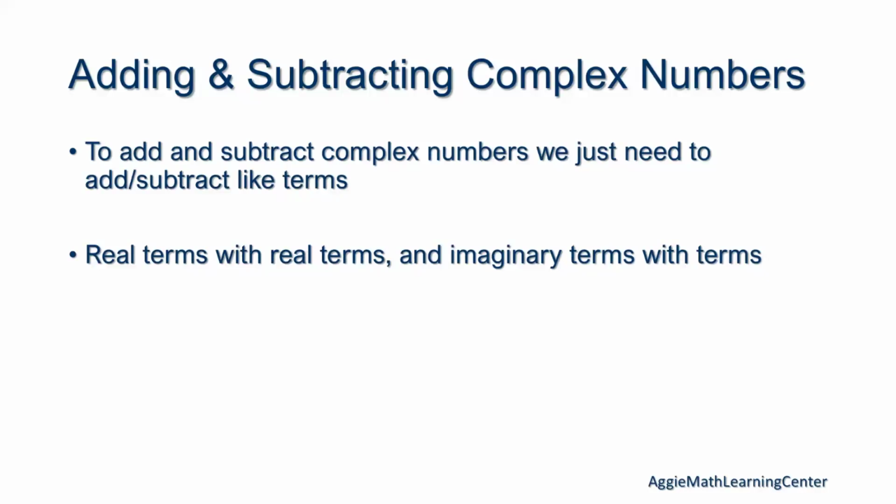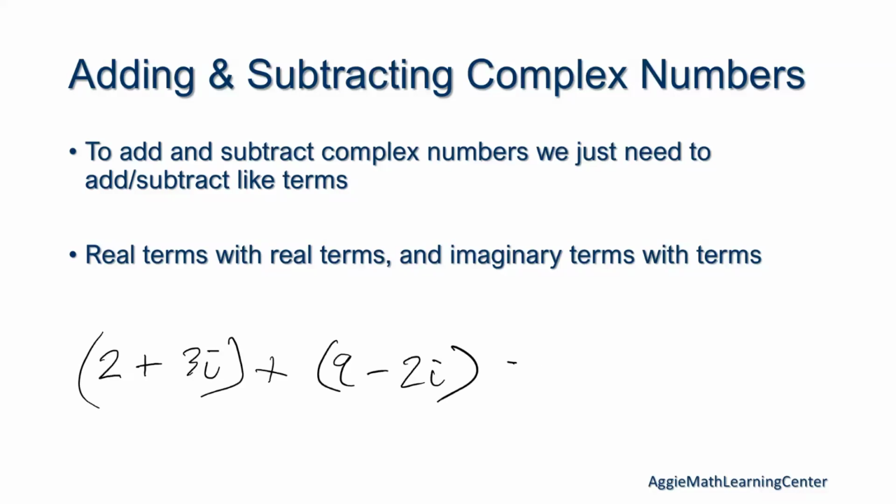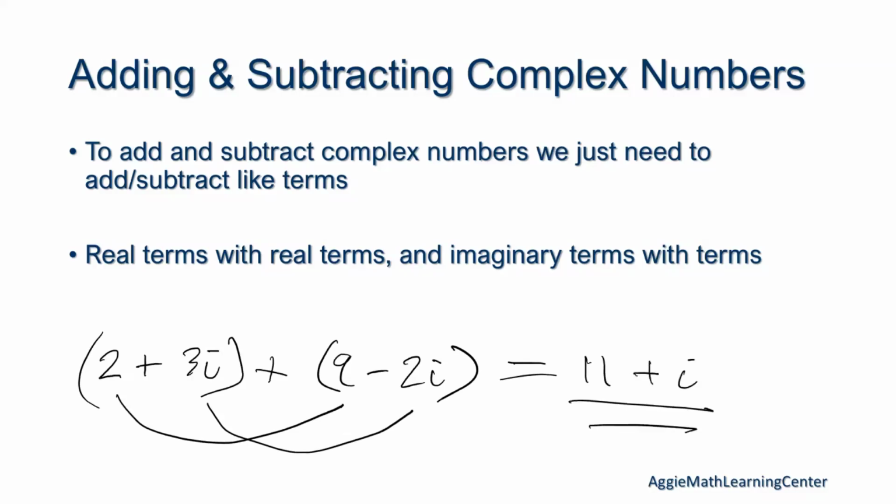So for example, if we have two complex numbers in the form of 2 plus 3i and 9 minus 2i, and if we were to combine these two numbers together, we would combine the 2 and the 9 together, giving us 11, and we'd combine the 3 and the -2 together, just giving us plus i. And that would be our new complex number. So it's as simple as that. Just make sure that when you're combining them, that you combine the like terms.